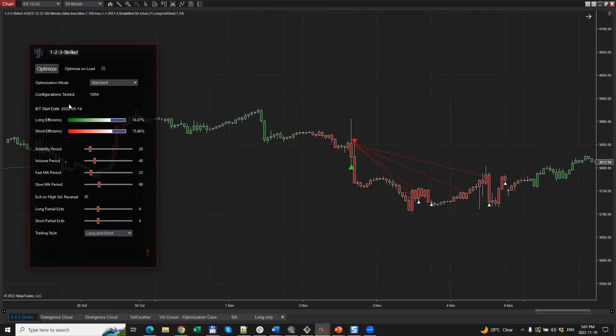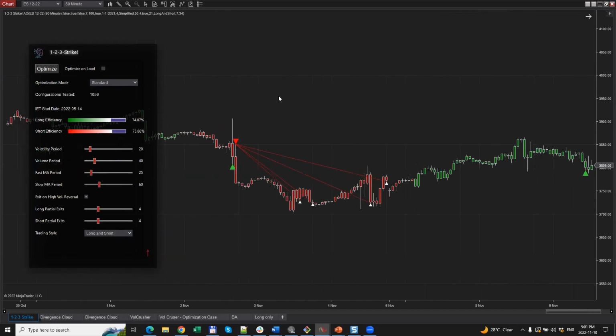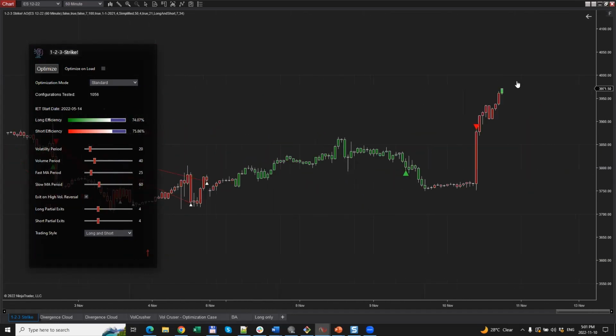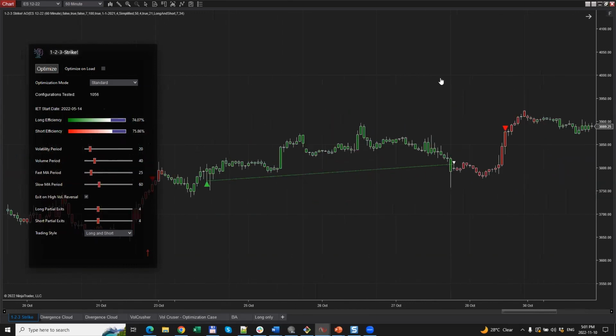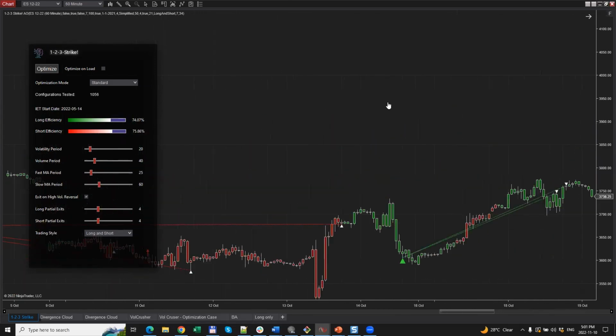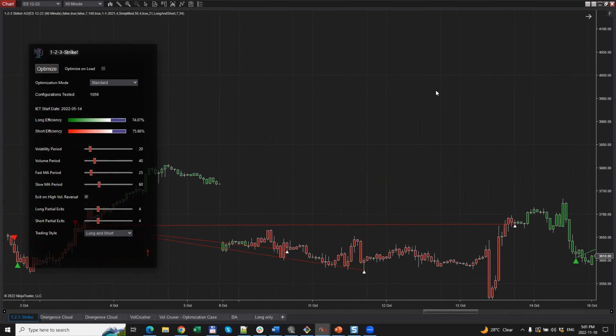So it's finished now. We went through 1,056 combinations, and here we can see our long and short efficiency, which has now increased to 74% on the long side and 75% on the short side. And the result you can see here on the chart. You can see how these signals would have worked out historically speaking. And the hope is, of course, that if they worked out in the past, they will continue to work out in the future.